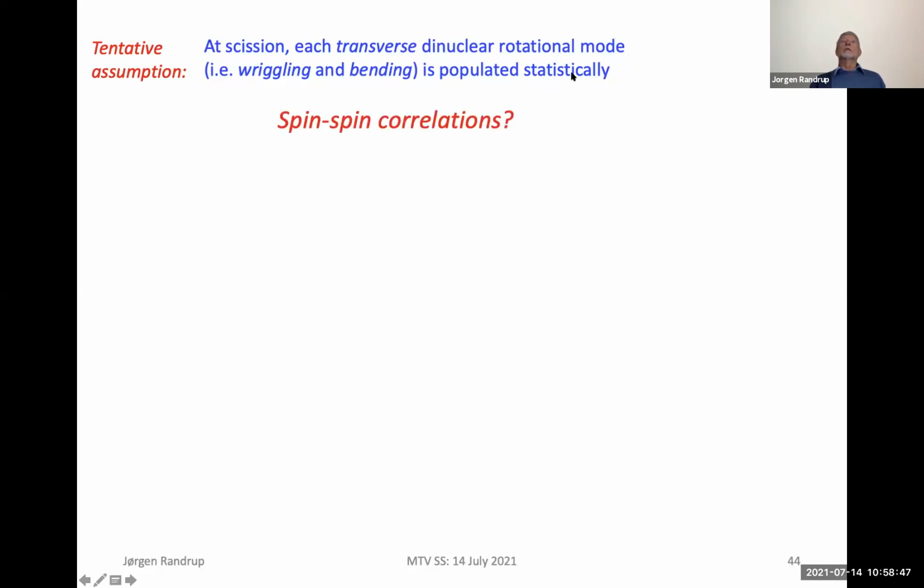Now, what does that mean then? This is the last thing I will talk about. What does that mean for the correlations between the spins? Because as I said before, you can't look at the spins individually because they're all coupled to each other. So you could somehow think that the spins come out very strongly correlated.